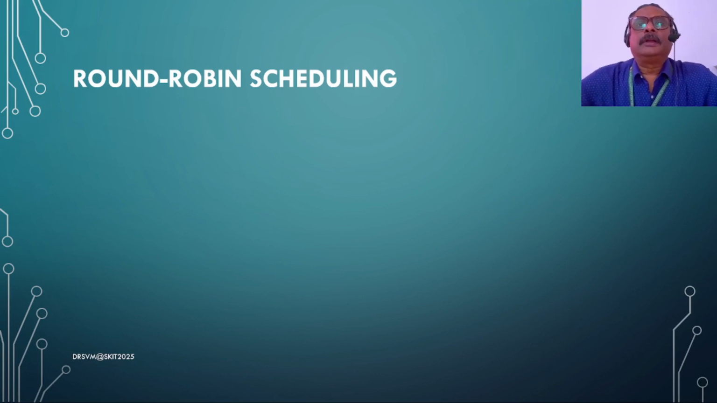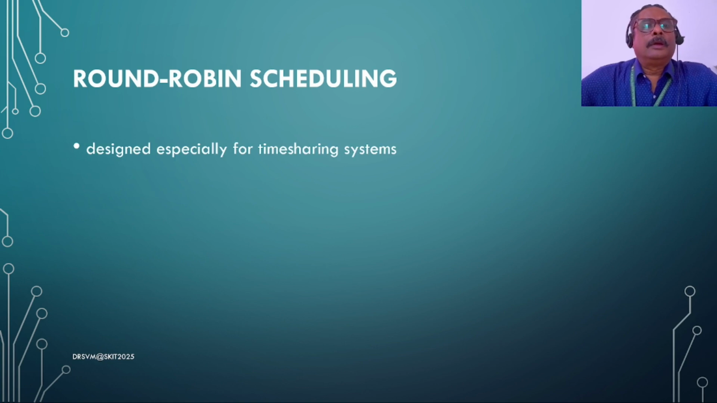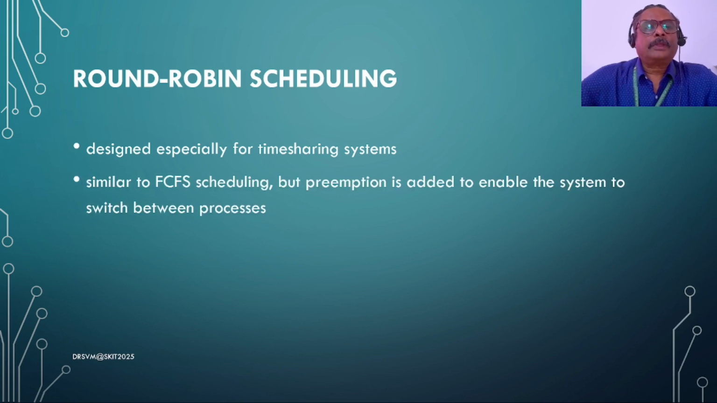Hi friends, the next issue to discuss in the scheduling algorithms is the round robin scheduling. This is designed especially for time sharing systems where multiple processes want to use available limited resources on a time sharing basis. Usually it is similar to first come first serve scheduling, but it works under preemption.